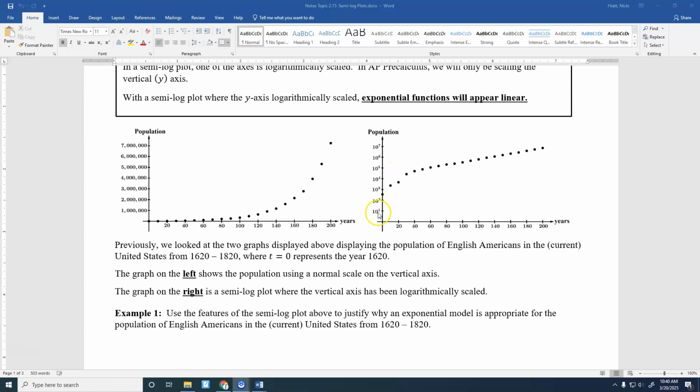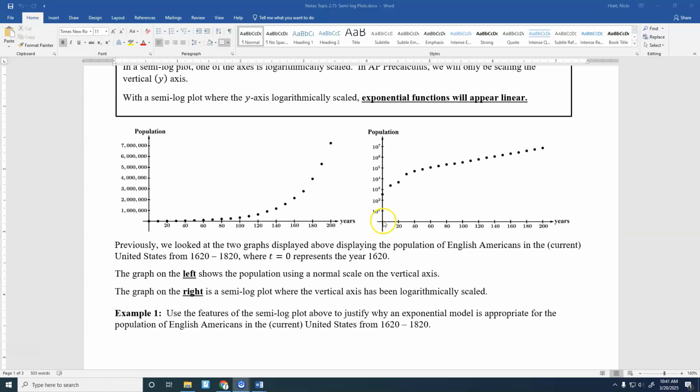So what they have done, instead of going up 1 million, 2 million, 3 million, 4 million, 5 million, 6 million, 7 million on our y-axis, they have 10 to the first power, which is just 10, right? And then 10 squared, which is 100. And this is 1,000, and this is 10,000, 100,000, a million, 10 million, right? So each time you jump a level, it's a huge increase, right? But now you can tell a difference between these first values here.